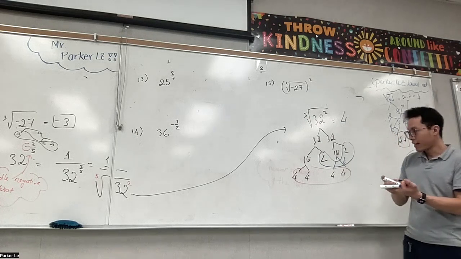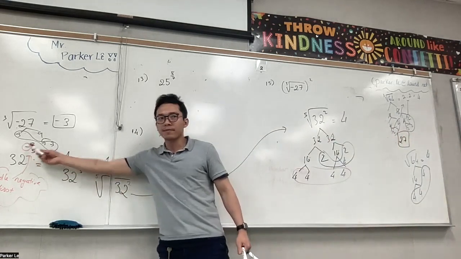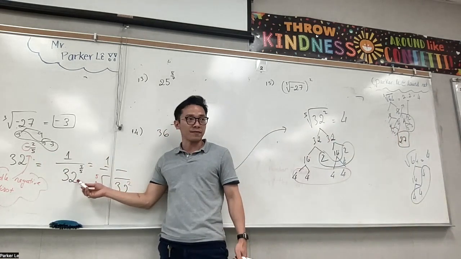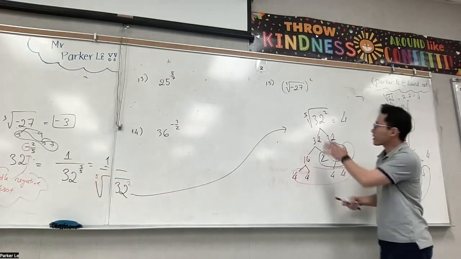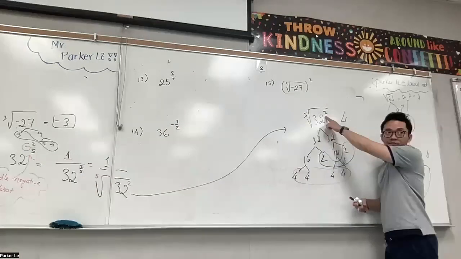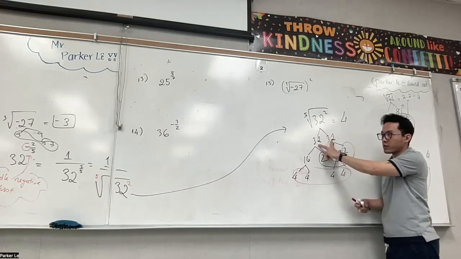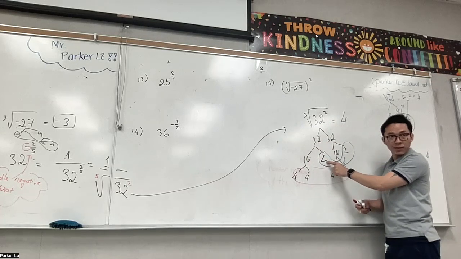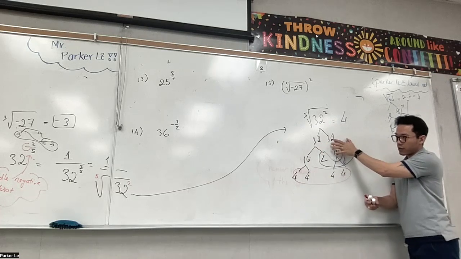Okay, let's go one by one. So for the negative, I flip it to make it positive first. Now work on this. 32 squared means 32 times 32, right? So I break it down into 2 sets of 32. And then 32, I break it down, I have 16 times 2. 16 times 2 is 32. And then same thing here for the other 32 as well.